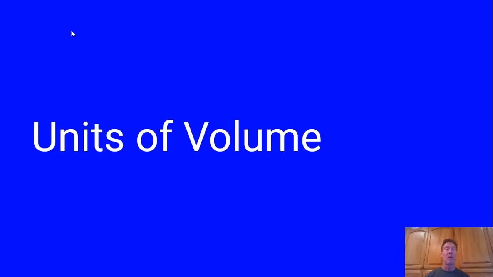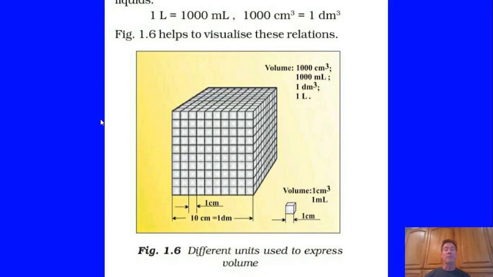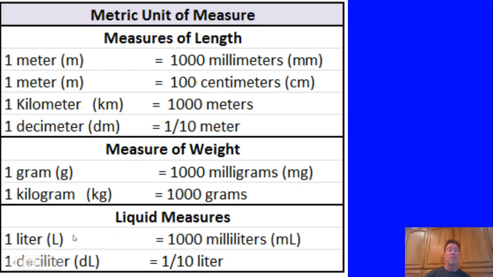chemistry. Units of volume. Now this will help you visualize the relationships. 1 liter equals 1,000 milliliters, as we saw before. Oops, we saw that right here. A liter equals 1,000 milliliters, and that makes sense. Milli means 1,000th, so it takes 1,000 of them to equal the unit.